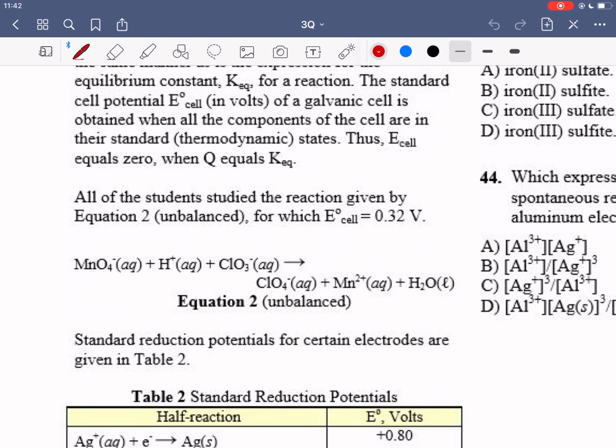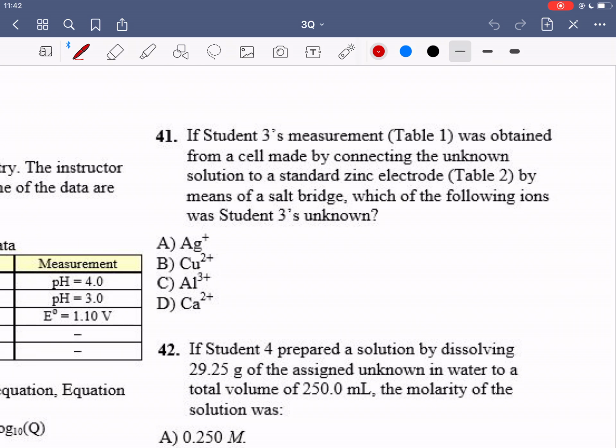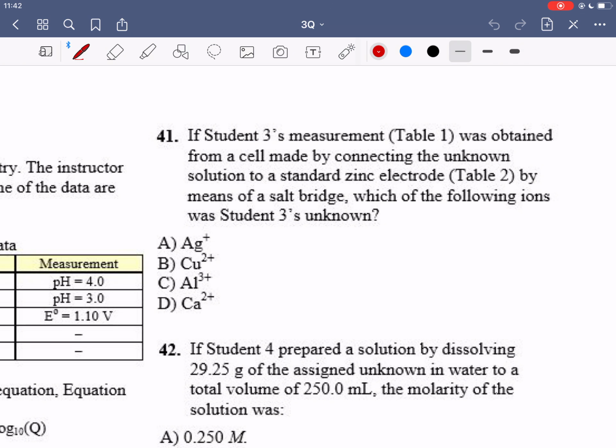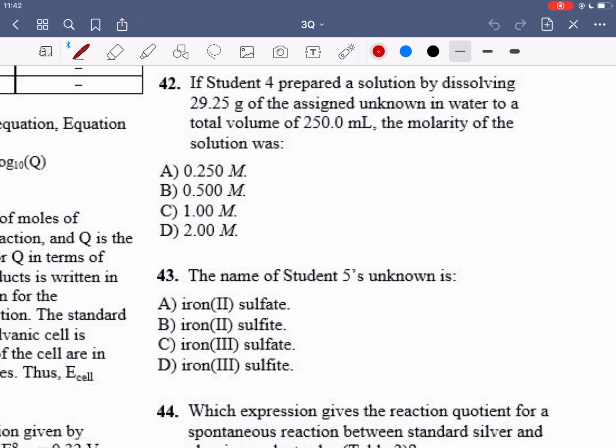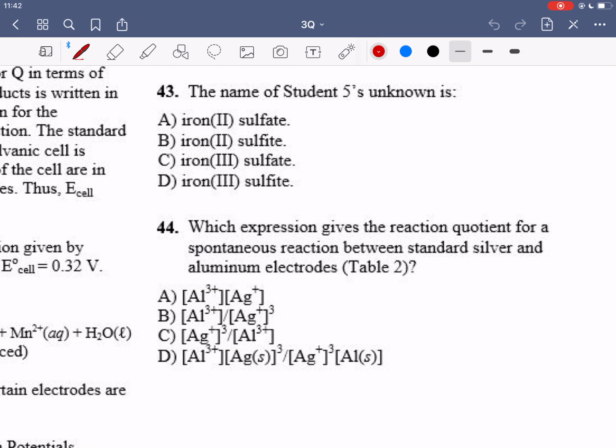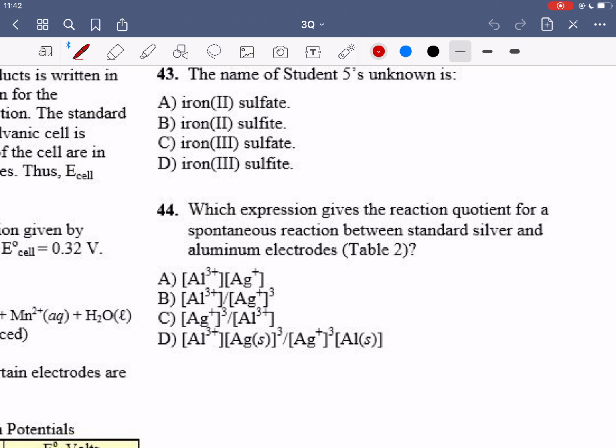And that's the passage. And then here are the questions: 41, 42, 43, and also 44.